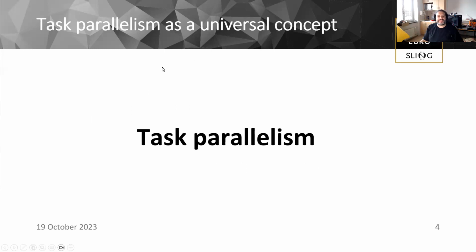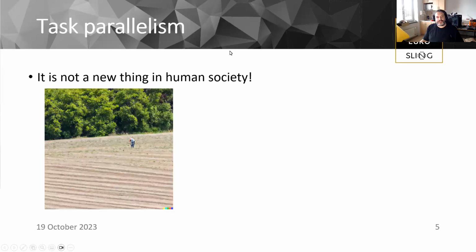So, the first thing is task parallelism. You have to understand that using parallel tasks to solve a problem is nothing new in human society. Actually, before the Industrial Revolution this was the common thing to do. So here what we have is an image of a farmer working alone in a large field.